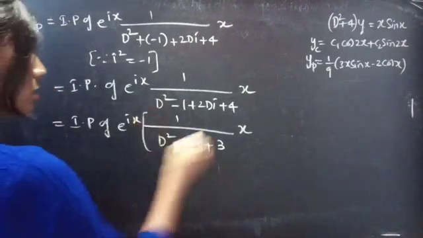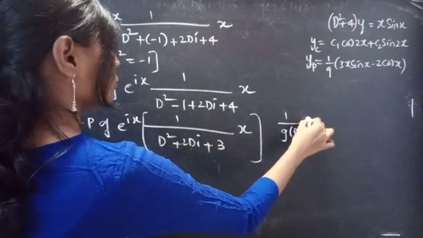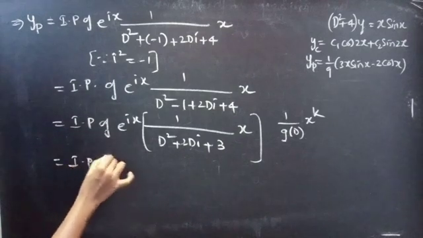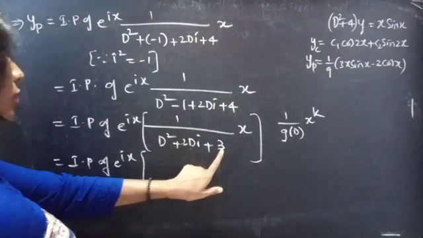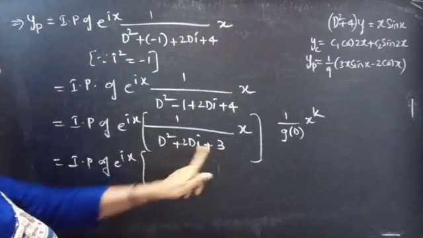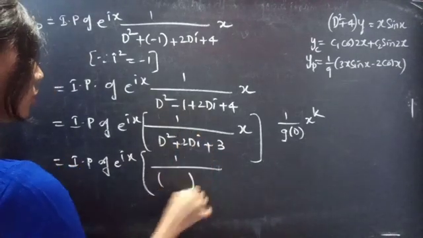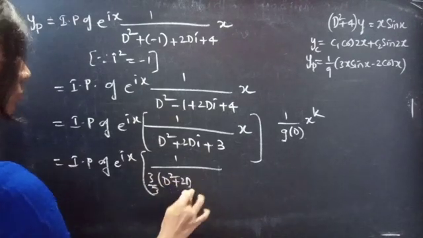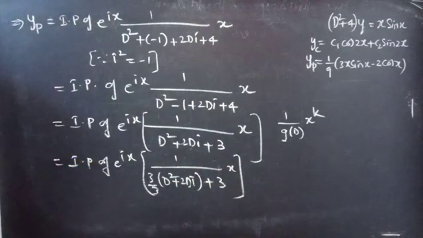Now, this is of the form 1 by some function of d into x power k, right? We know how to solve this. This equals the imaginary part of e power ix into, now we need to take the lowest degree term common from all these 3 terms. But in the first 2 terms, we don't have any 3. So what we'll do is multiply and divide 3 to the first 2 terms. Then it will be easy to take 3 common in the next step.